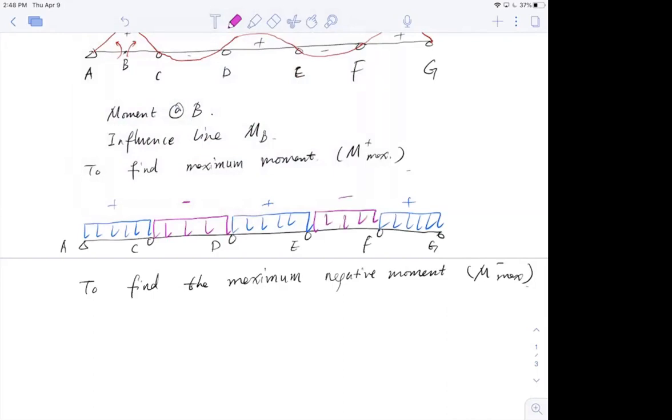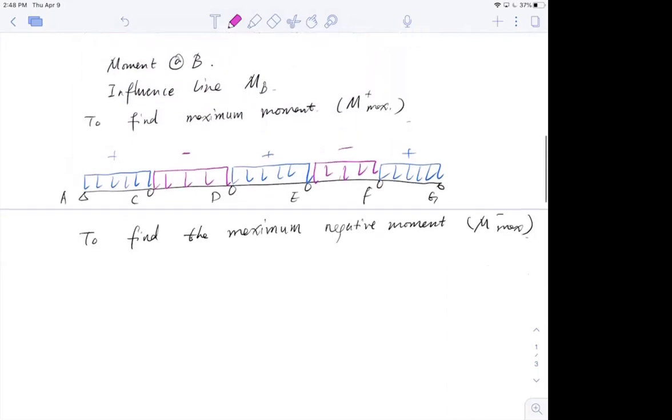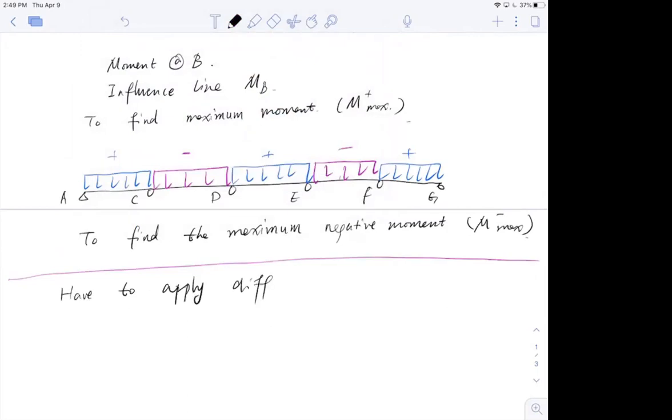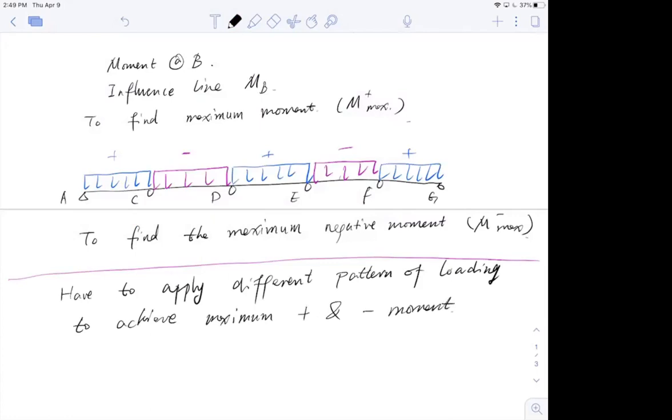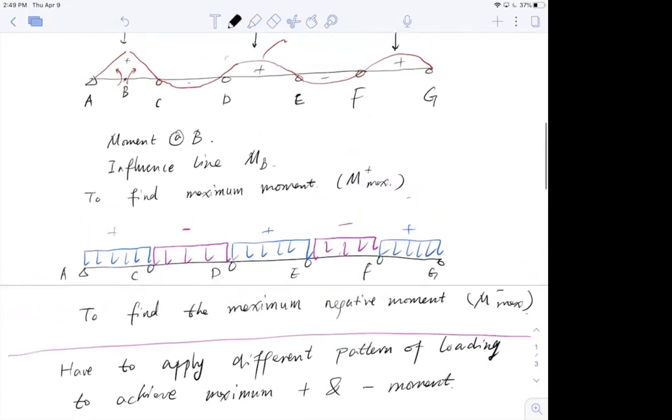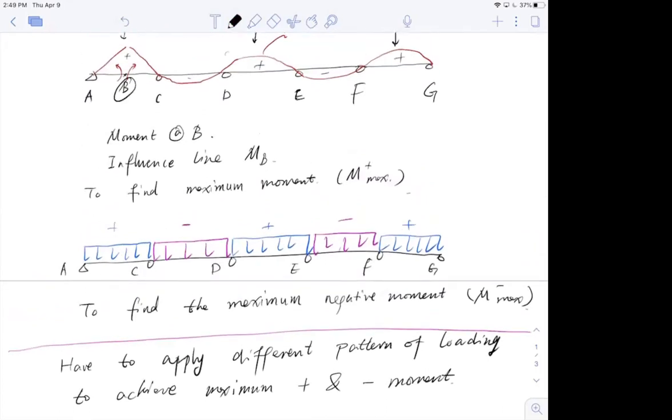Okay. So what's going on here? What's going on is that I have to apply a different pattern of loading to achieve maximum moment, positive and negative moment. So this gets a little bit complicated. And also, this is only for B. Okay, this is only for B.